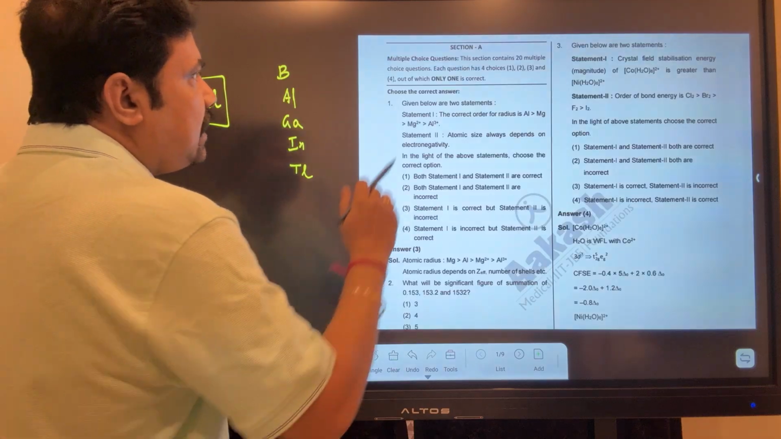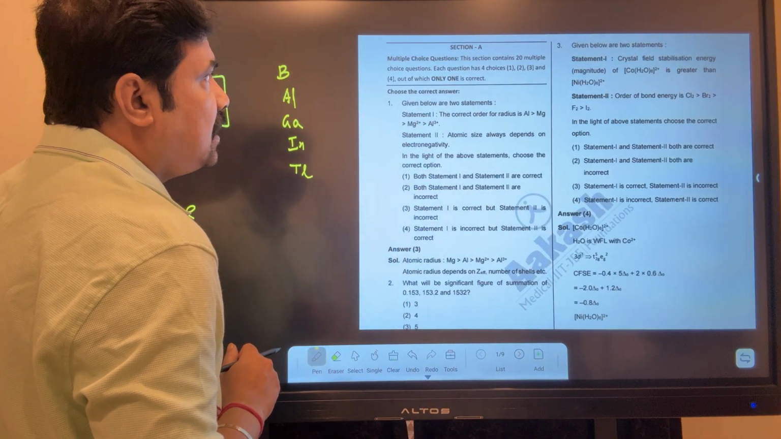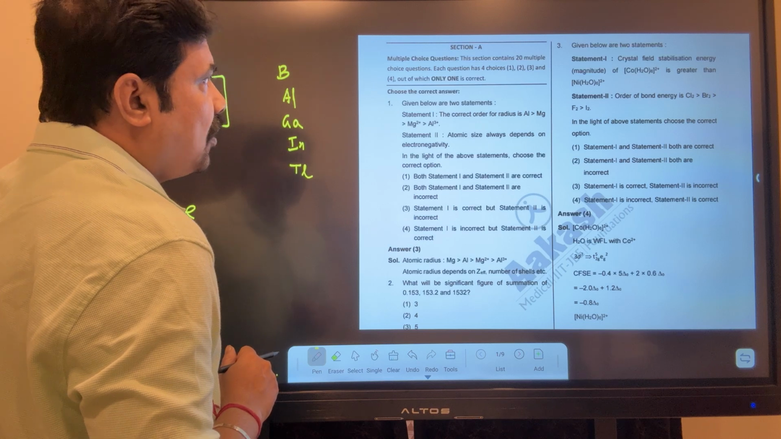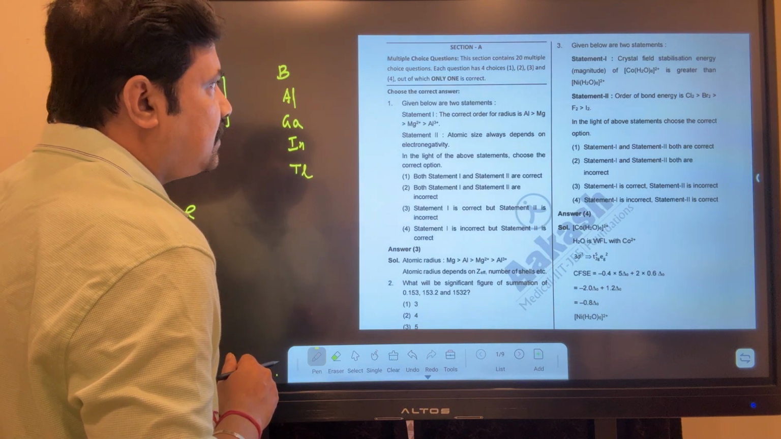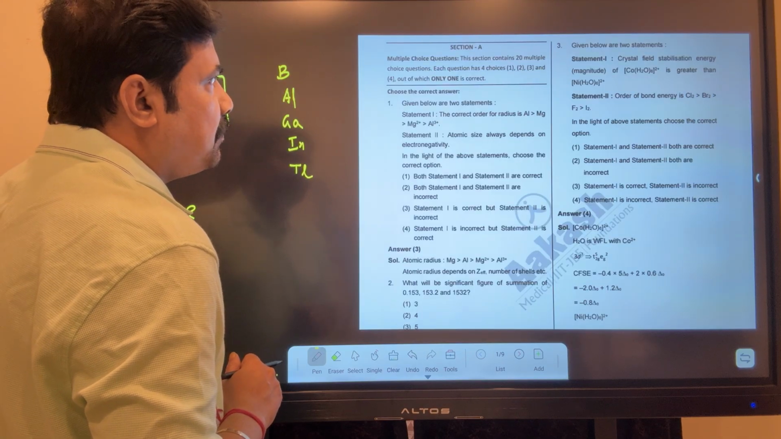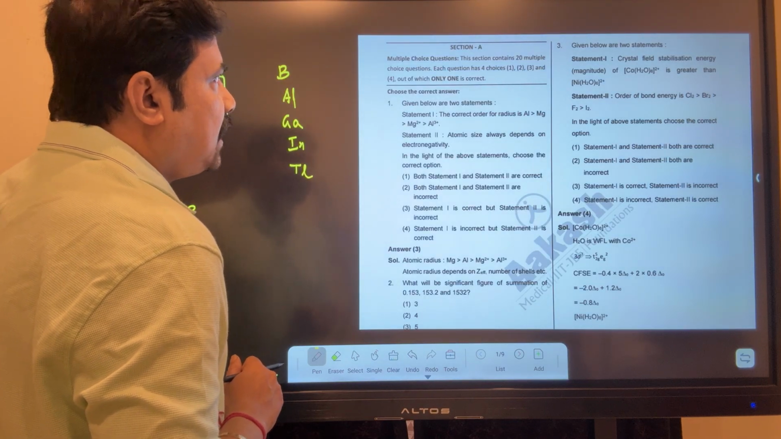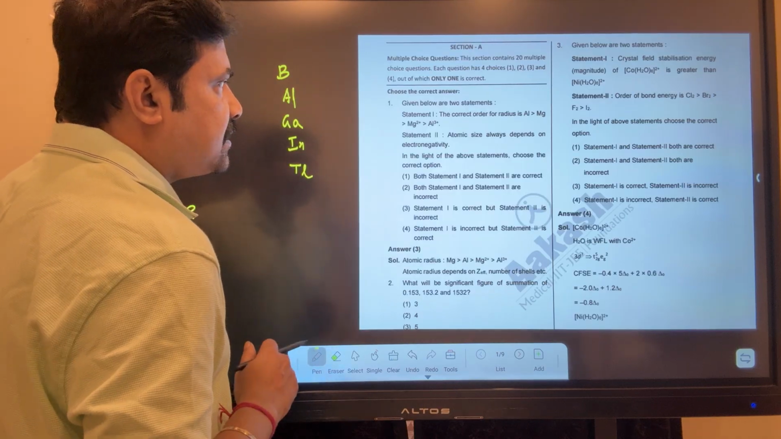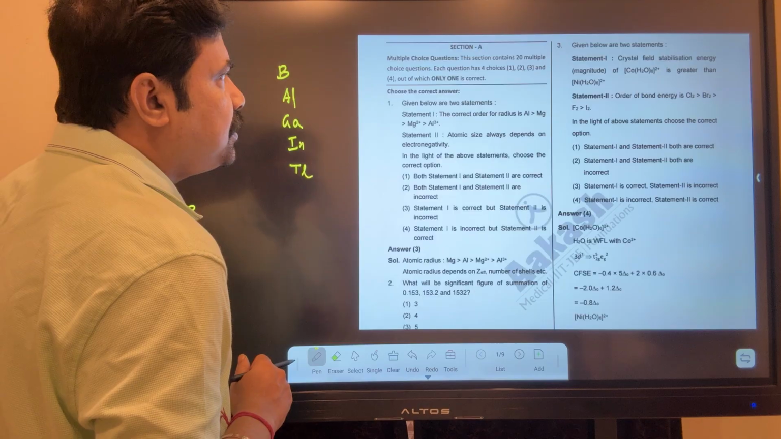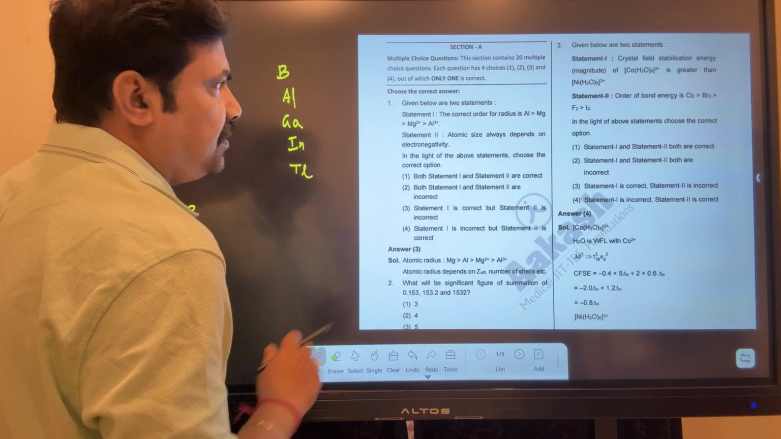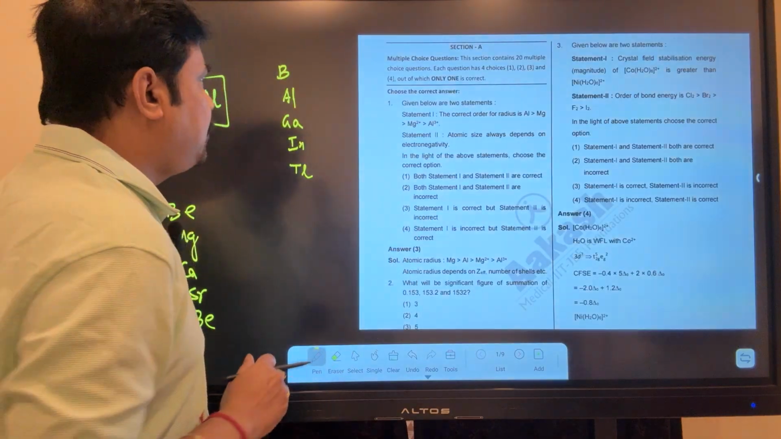Now they are telling aluminum has a bigger size than magnesium, whereas magnesium has a greater size than magnesium plus 2, and magnesium plus 2 has a greater size than aluminum plus 3. This is statement 1, and statement 2 is there: atomic size always depends on the electronegativity. This is wrong. Atomic size will not always depend on electronegativity.